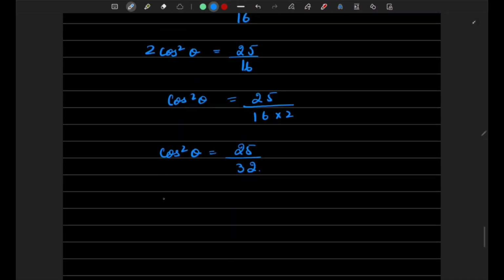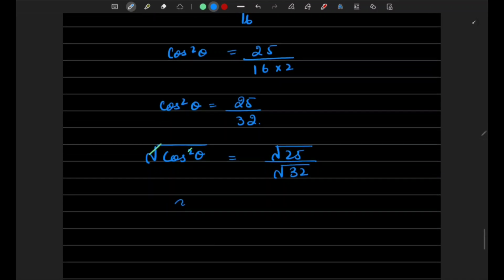Taking the square root on both sides, so we can get the value of cos theta only. The square root cancels the square, and 25 is the square of 5. So we get cos theta is equal to 5 over the root of 32.